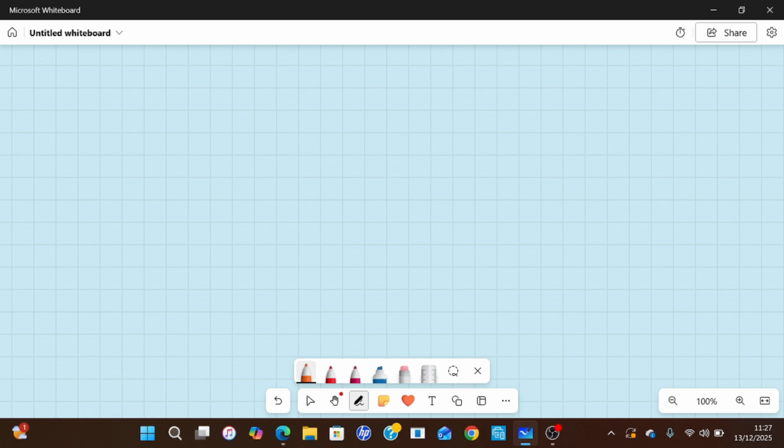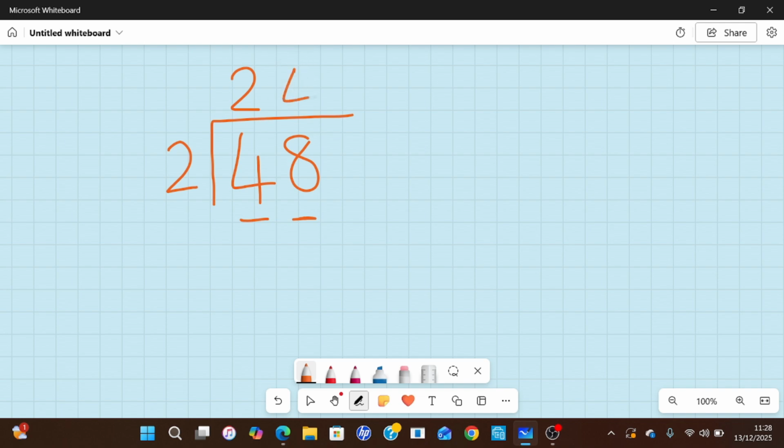Okay guys, back to the 2 times table, and we're going to be dividing 48 by 2. So 48 goes inside our bush shelter and 2 goes on the outside. That's the number we're dividing by. First digit is 4. How many 2s are there in 4? There are 2. And how many 2s are there in 8? There are 4. Answer is 24.